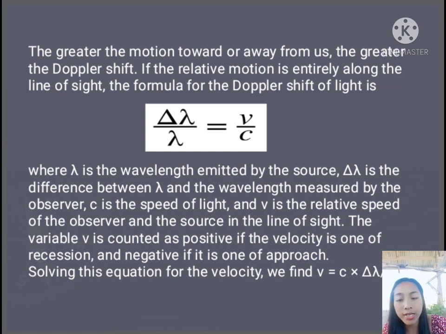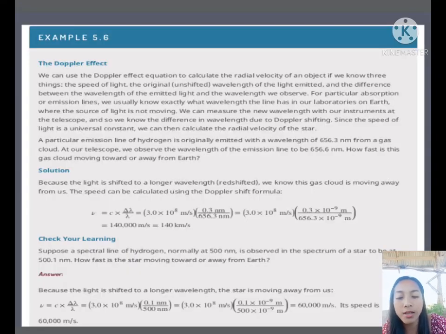So let's consider Example 5.6, the Doppler effect. We can use the Doppler effect equation to calculate the radial velocity of an object if we know three things: the speed of light, the original wavelength of the light emitted, and the difference between the wavelength of the emitted light and the wavelength we observe. For a particular absorption or emission line, we usually know exactly what wavelength the line has in our laboratories on Earth, where the source of light is not moving. We can measure the new wavelength with our instrument at the telescope, and so we know the difference in wavelengths due to Doppler shifting. Since the speed of light is a universal constant, we can then calculate the radial velocity of the star.